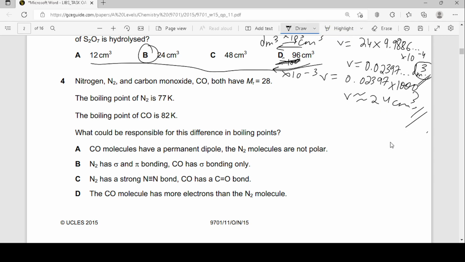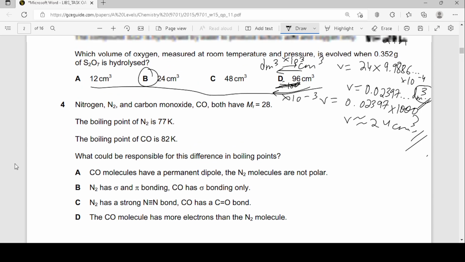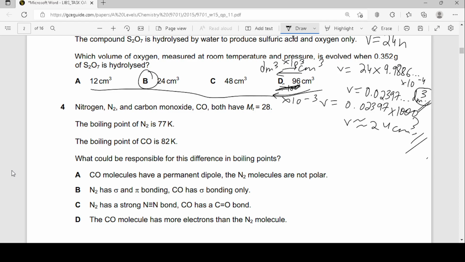Next question. Nitrogen N2 and carbon monoxide CO both have Mr 28. All right, so they have equal Mr. The boiling point of nitrogen is 77 kelvins. The boiling point of CO is 82 kelvins.